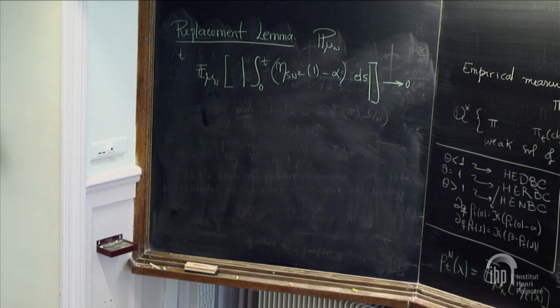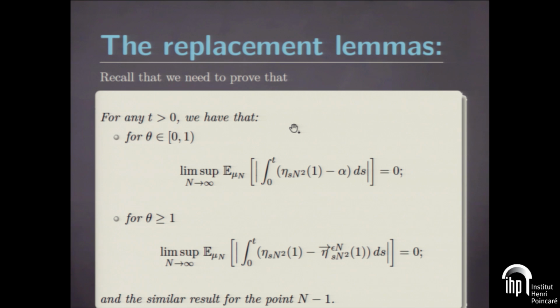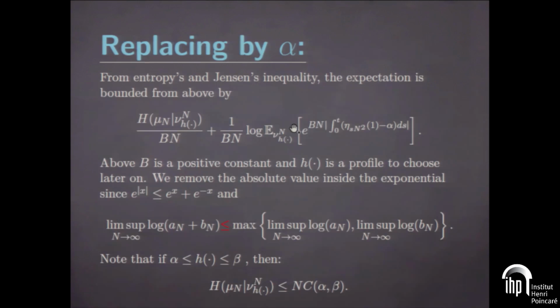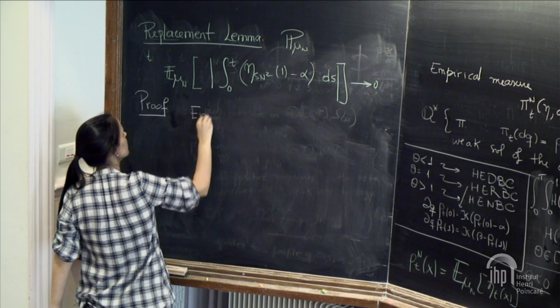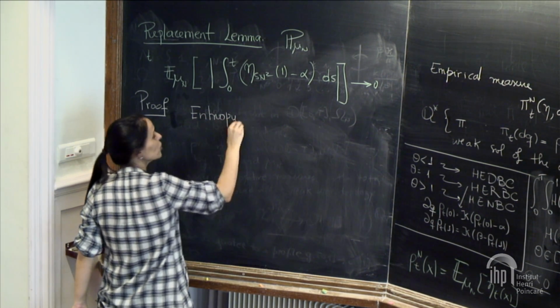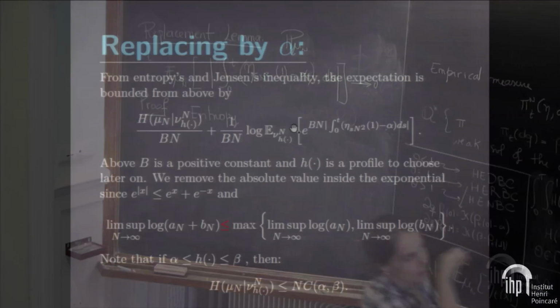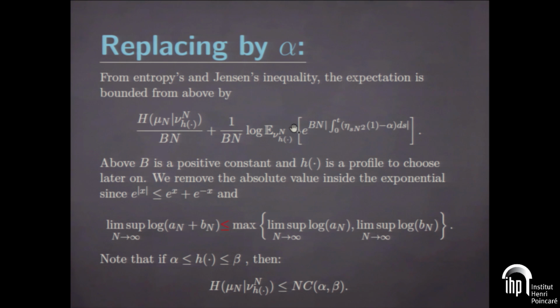OK? So now I have to look at my notes, because I'm probably going to be lost. So let me see. So how to do it? Replacing by alpha. So the first thing I say, so this is the proof, is that I'm going to use the entropy inequality. I said that I use entropy and Jensen, so I'm going to do it step by step. OK, first entropy, then Jensen.